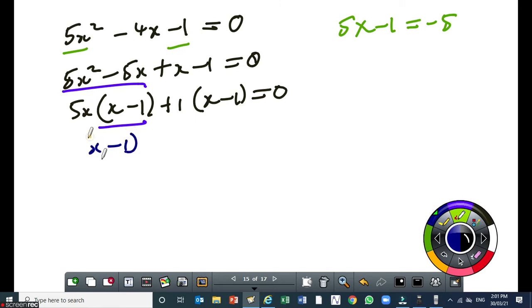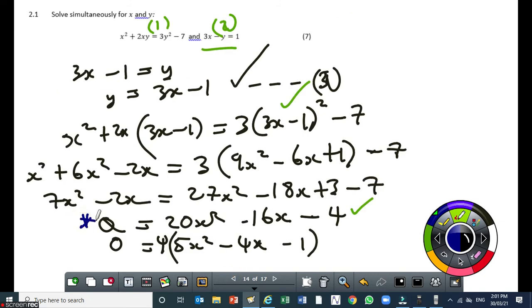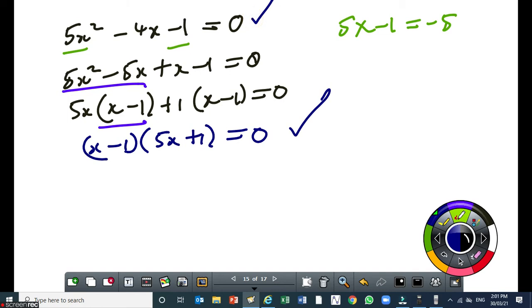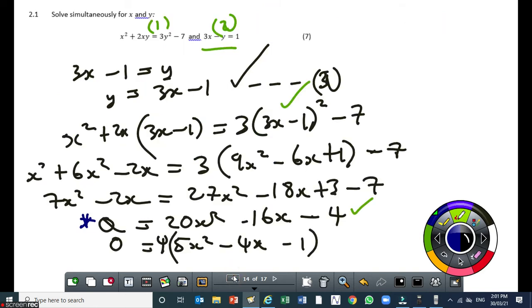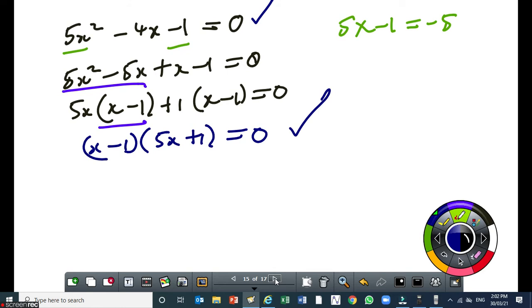So that will be x minus 1 times 5x plus 1. Now, I want you to be aware that you get a mark for the factors. There is a possibility that if you don't get a mark here, you have to get the mark for the standard form here. So far we've got how many marks? Officially it should be 4 now. Let me repeat because it's very important for you to know how this is marked. 1 mark for the y equal to 3x minus 1. The second mark for substitution. The third mark will be for the quadratic equation in standard form. The fourth mark is for the factors. So we've got 4 marks so far.